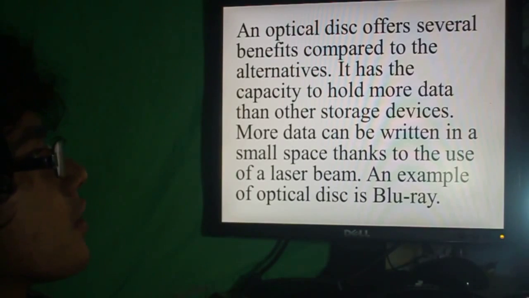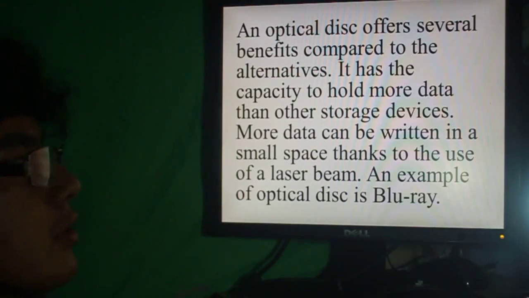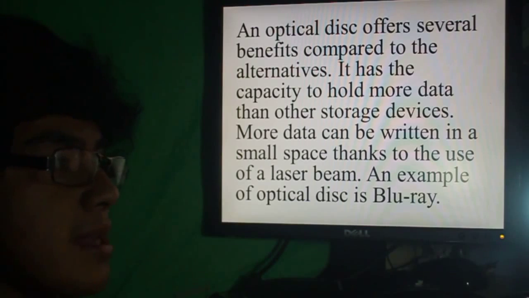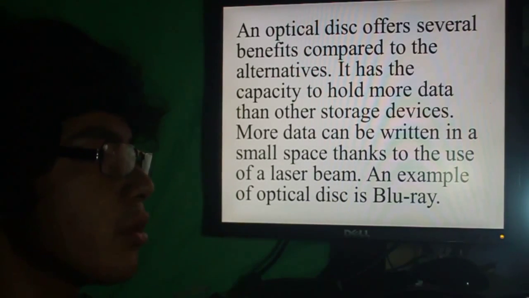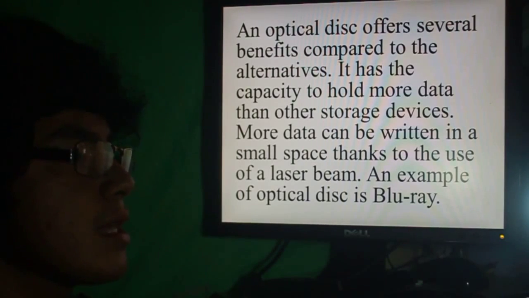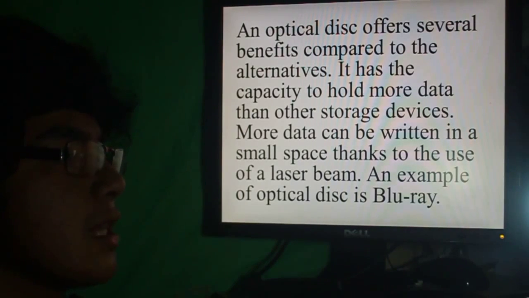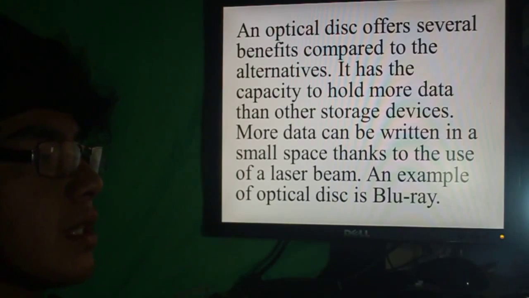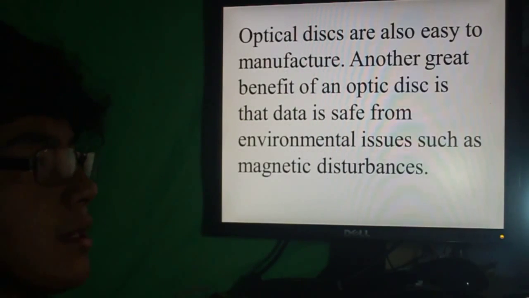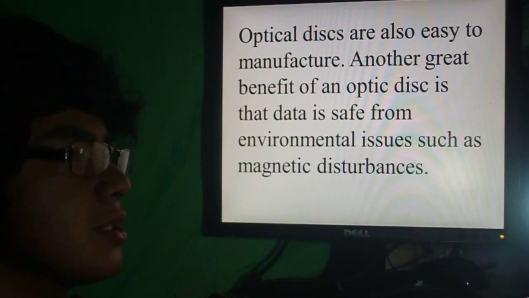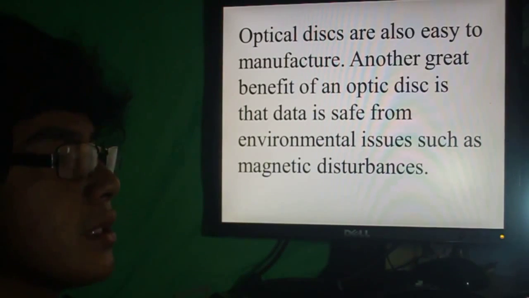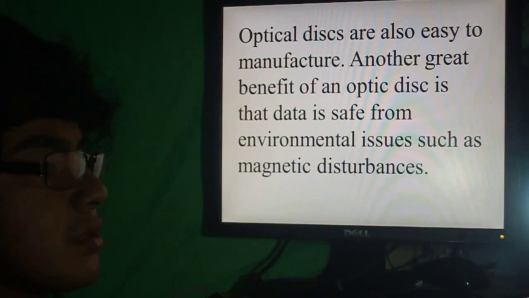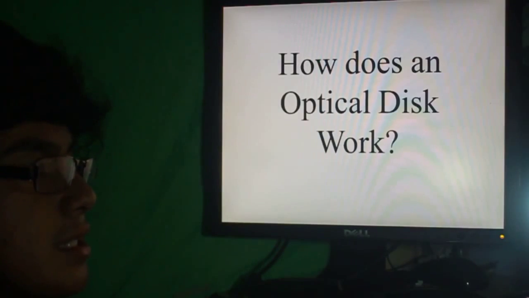An optical disk offers several benefits compared to the alternatives. It has the capacity to hold more data than other storage devices. More data can be written in a small space thanks to the use of the laser beam. An example of an optical disk is the Blu-ray. Optical disks are also easy to manufacture. Another great benefit of an optical disk is that the data is safe from environmental issues such as magnetic disturbances.